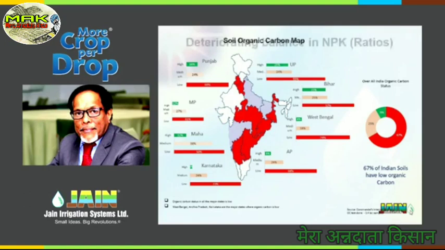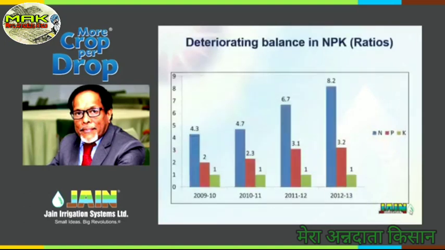Now we look at the deteriorating balance of NPK. NPK have to be at a certain balance: nitrogen, phosphorus, and potassium that we apply. But look at this data. Over a period of time, we were having 4.32:1 NPK around 2010. Just in 3 years, this is some data from the government website, Ministry of Agriculture, Union Government, it has moved to almost double nitrogen, but P has not doubled. P has 3.2, and sadly, K is sitting with 1.